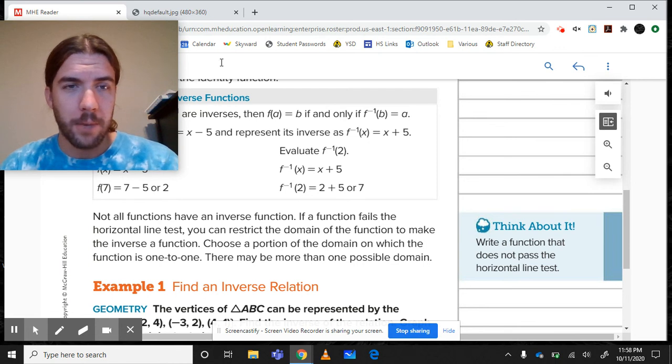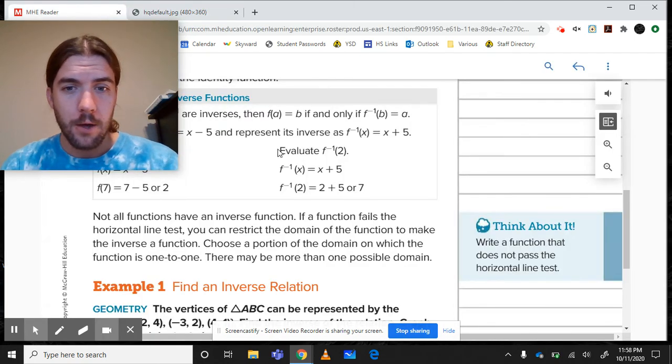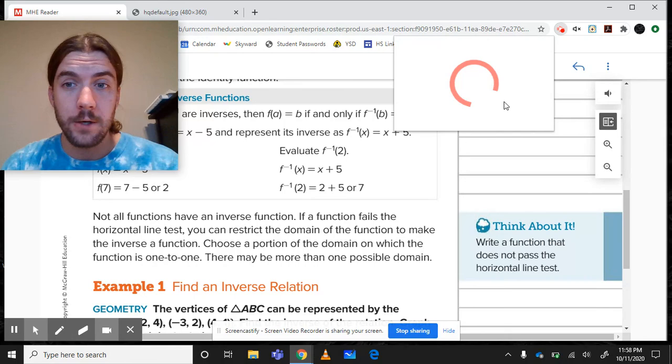There may be more than one possible domain. We could describe the domain of the inverse as one where x is positive numbers on the right, or one where x is negative numbers on the left. And I think that is it. So we will get started on example 1 in the next video.